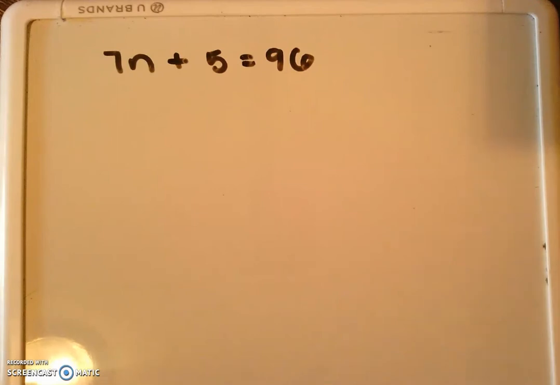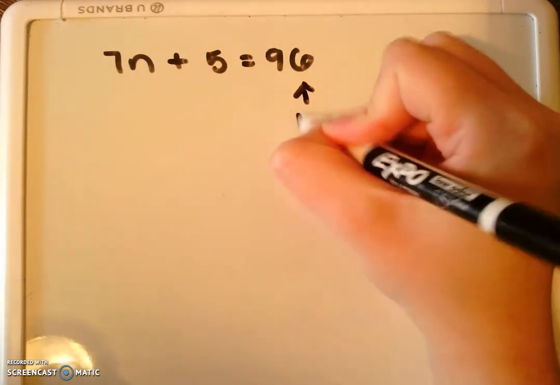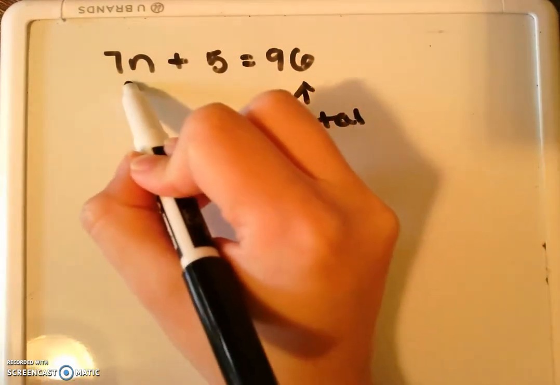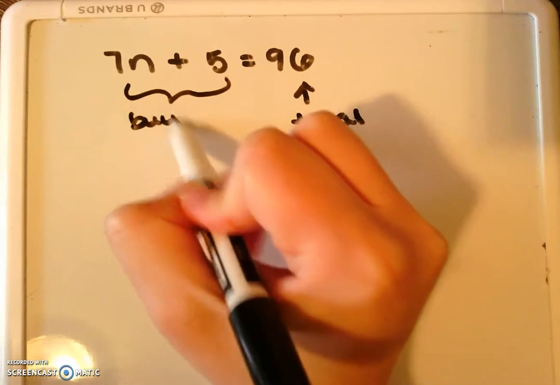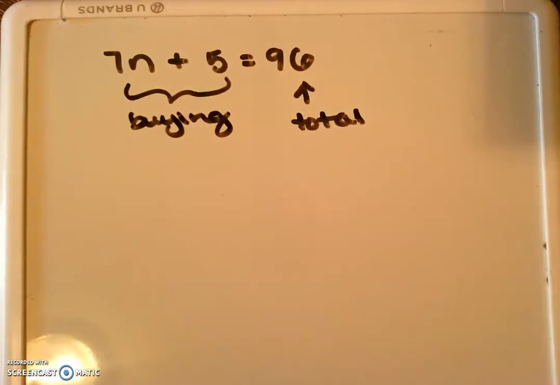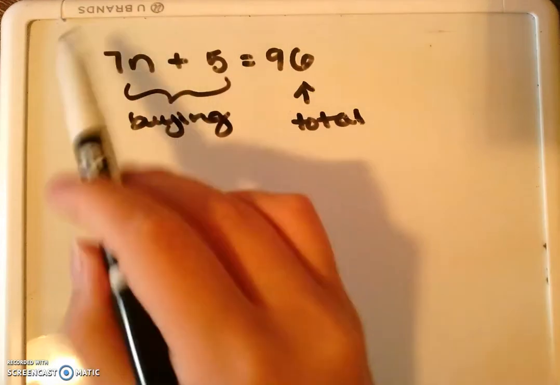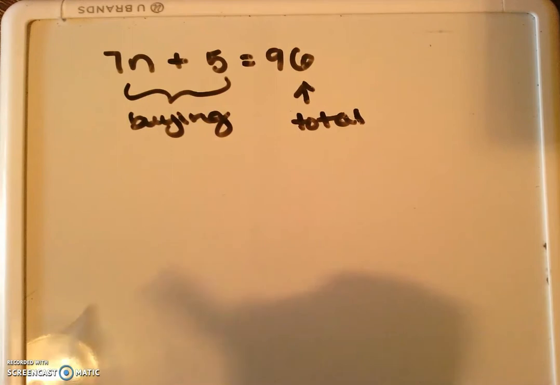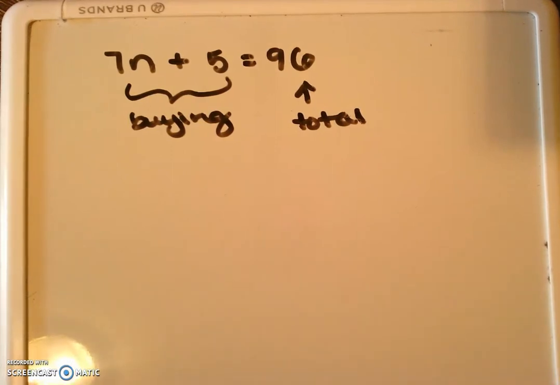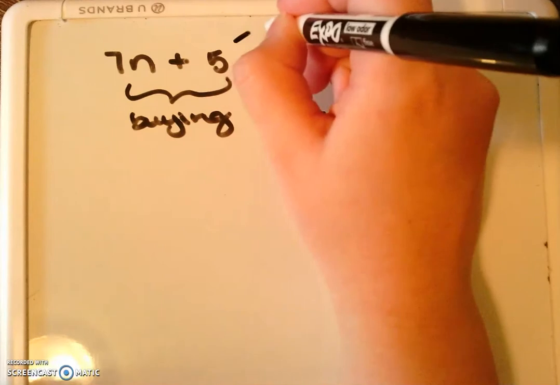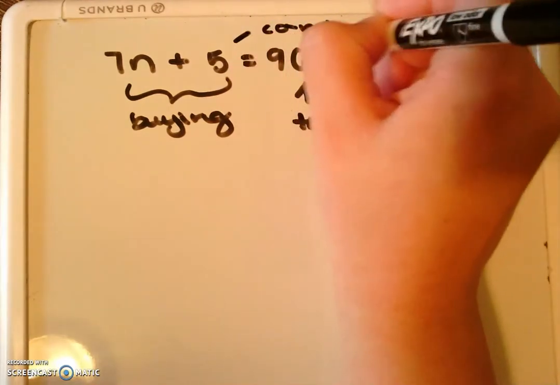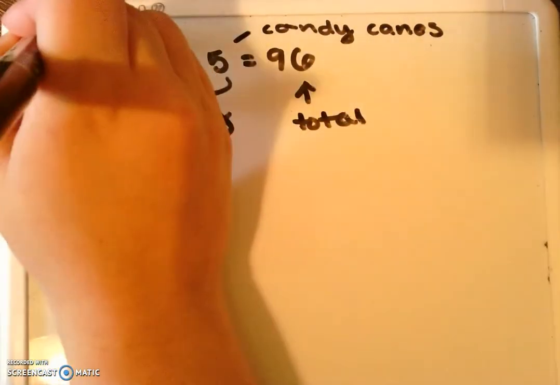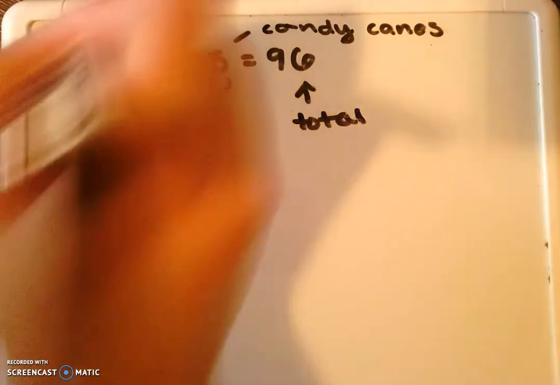So if I wanted to deal with money, I could say that $96 was my total. And then I could say that the other side was how much I am buying or what I am buying. Within the left side, you also need to figure out what the 5 and the 7n are going to be. Since I love Christmas, I'm going to do a Christmas problem. So I'm going to say that $5 are for candy canes, and I'm going to say that 7n is for Santas.